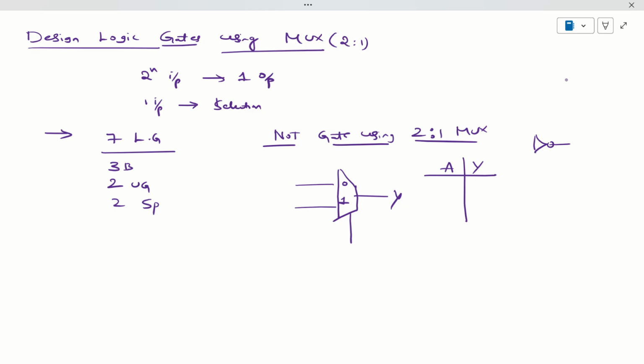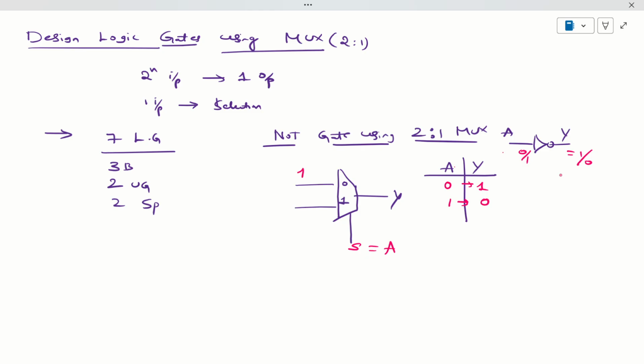As you know, for the NOT gate, the input is A and the output is Y. Whenever the input is 0, the output is 1. Whenever the input is 1, the output is 0. So when 0 is given, output is 1; when 1 is given, output is 0. I consider the selection line, so I consider S equal to A.